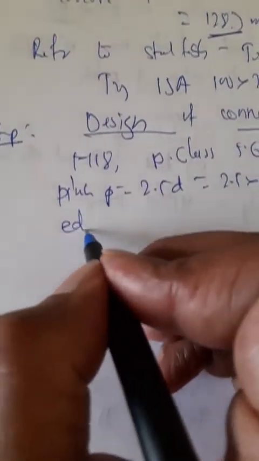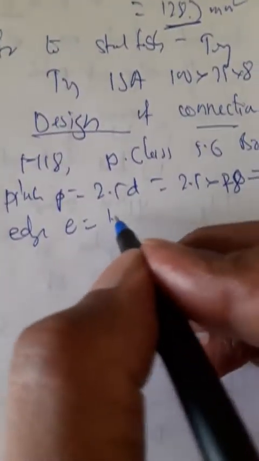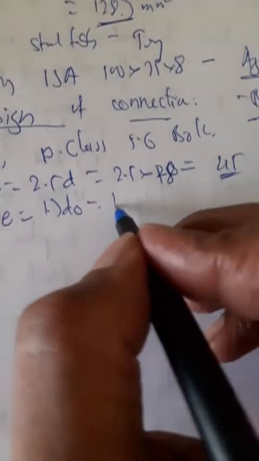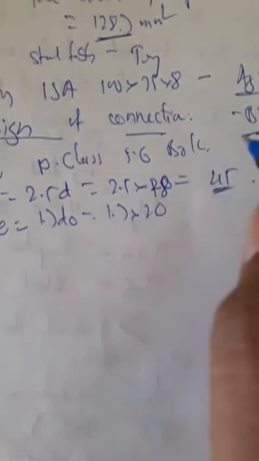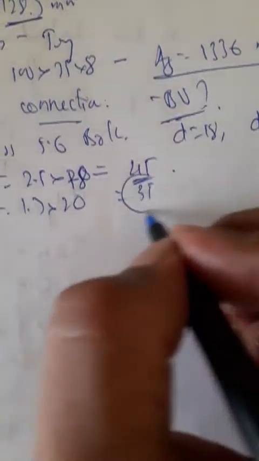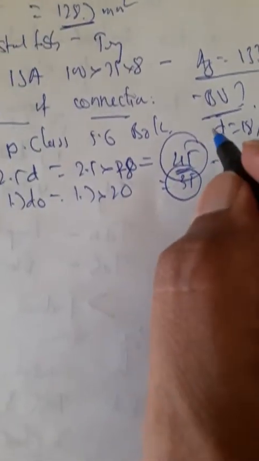Edge distance E is equal to 1.7 D naught. So 1.7 into 20, so you have 34. I will round it off to 35. So these are edge and pitch distances.